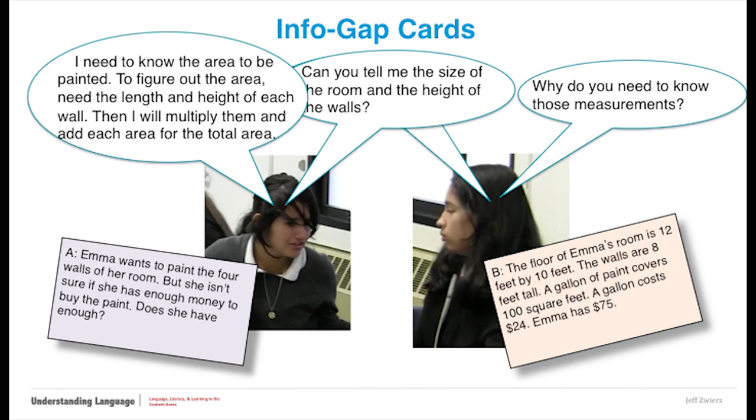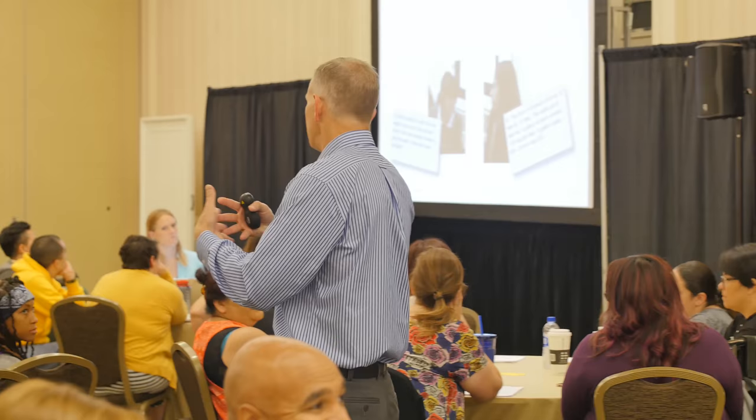So the information gap cards, here's a sample, a really quick sample. The student on the left has this card, right? Emma wants to paint the four walls of a room. She's not sure she has enough money to buy the paint. Does she have enough? Don't know. We don't have any numbers, right? Here, she has the numbers. Okay, so it's 12 by 10. So she has the data. She doesn't really know what the problem is. So there's an information gap, obviously.